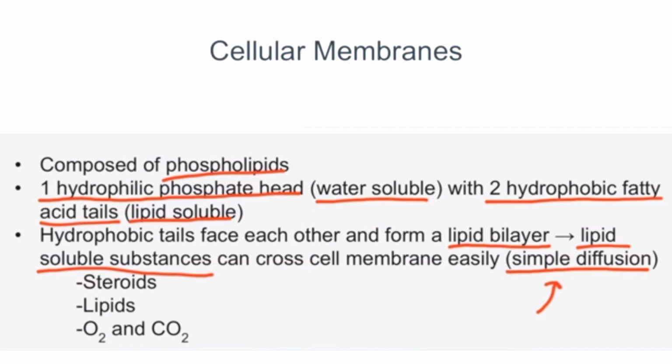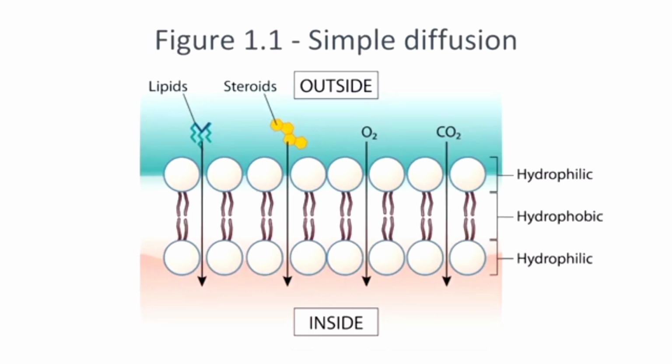Now, there are four lipid-soluble substances that can cross the cell membrane via simple diffusion. These are steroids and all of the hormones that are steroids, any lipid, which is lipid-soluble, and oxygen and CO2. If you remember these four substances, and remember that they can travel via simple diffusion, it'll make things much easier in the future. So here's figure 1.1 showing simple diffusion.